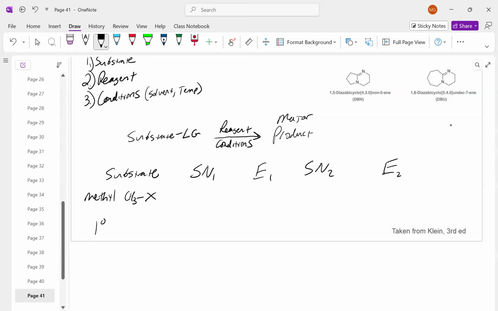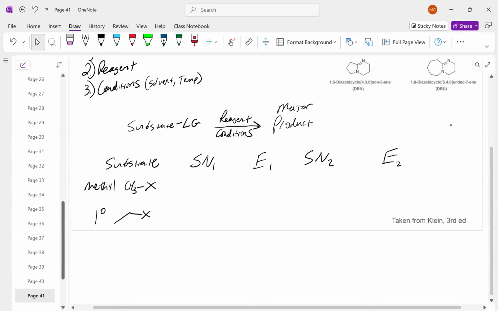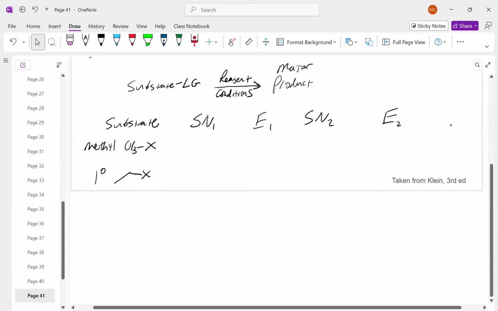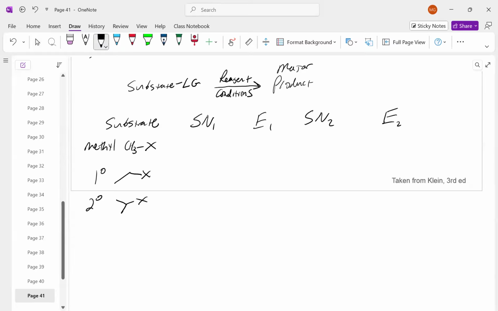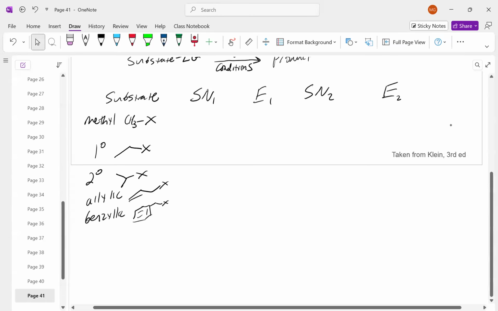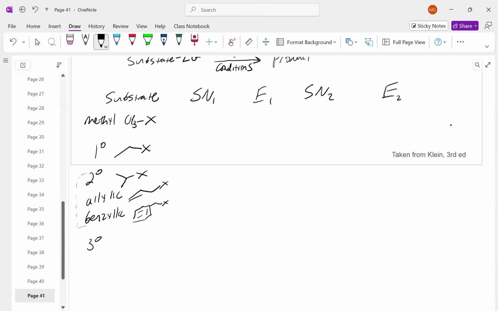And then we'll look at primary. So the leaving group is on a primary carbon. Then we'll look at secondary. And along with secondary, we have allylic and benzylic leaving groups. Those are all very similar in their stability, so we're going to lump all three of those together. And then finally, tertiary.